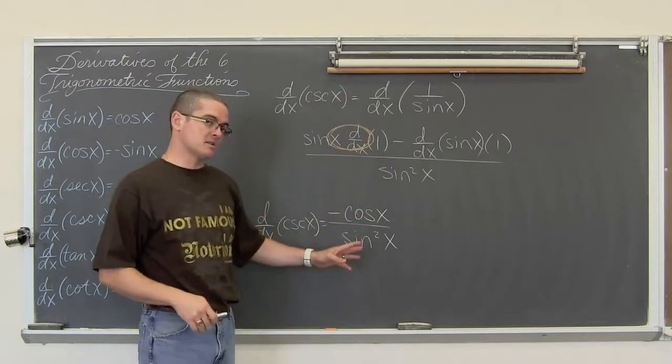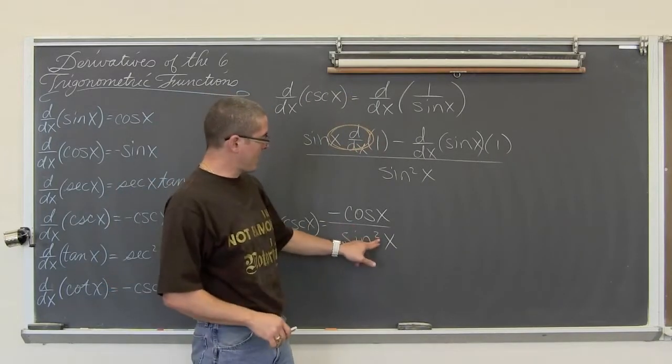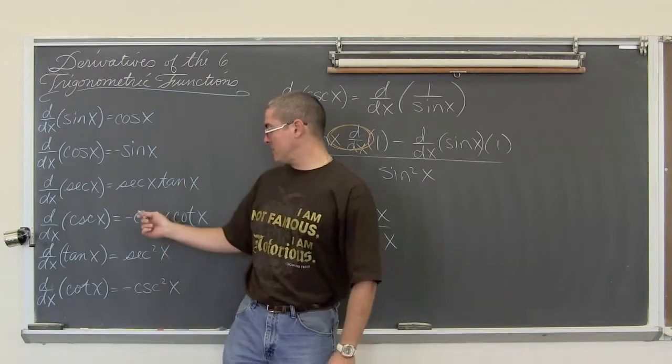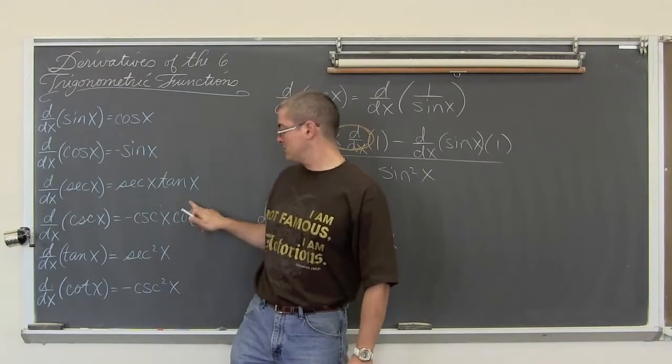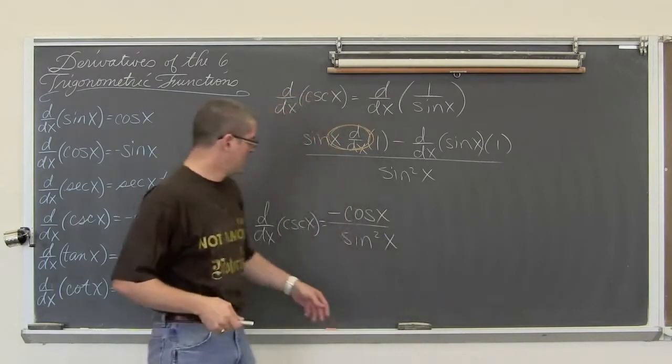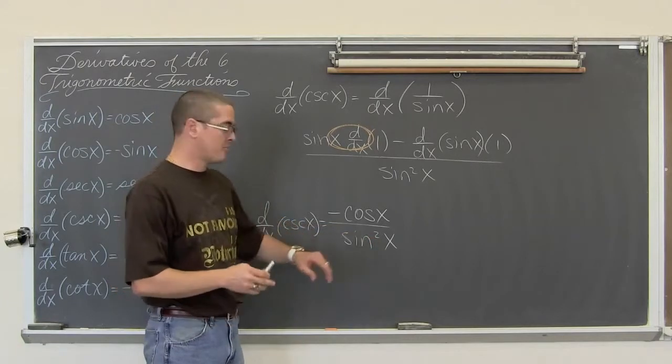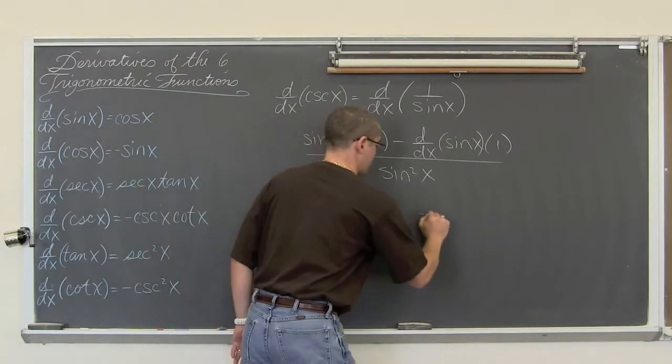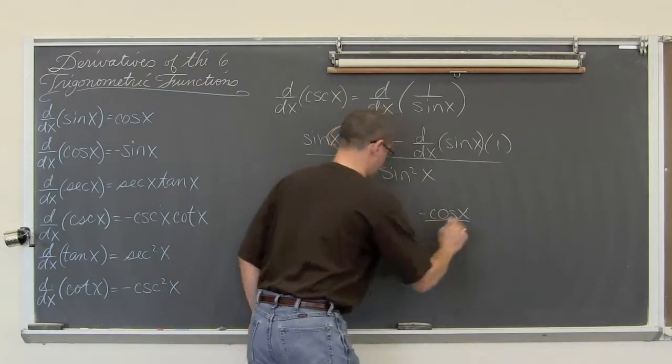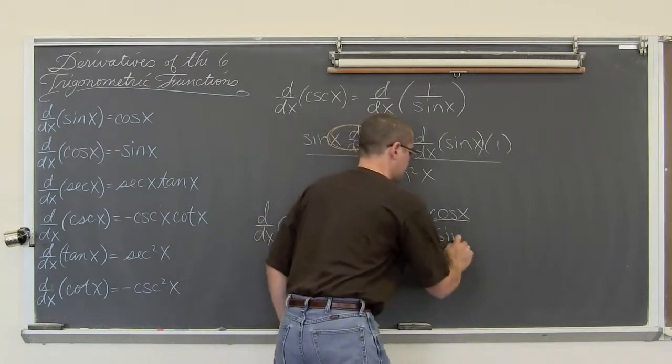So we're going to manipulate this a little bit. This has a squared trig function on the bottom, and these all have exponents of 1. So we're going to take this denominator and pull it apart and rewrite this as negative cosine x over the sine of x.